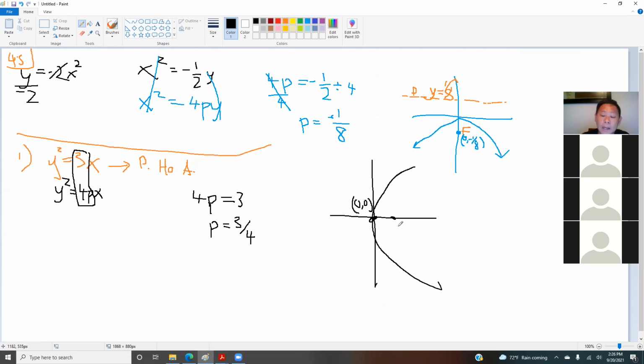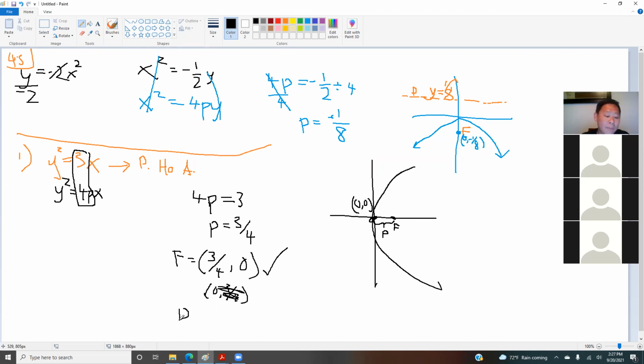So what is my focus point? What are the coordinates? That is your p. The focus point is a coordinate point: 3/4, 0 or 0, 3/4? Which one? 3/4 and 0. Yep, this is correct. Don't forget, if it opens up and down, the p is on the y value. If it opens sideways, the p is on the x value.